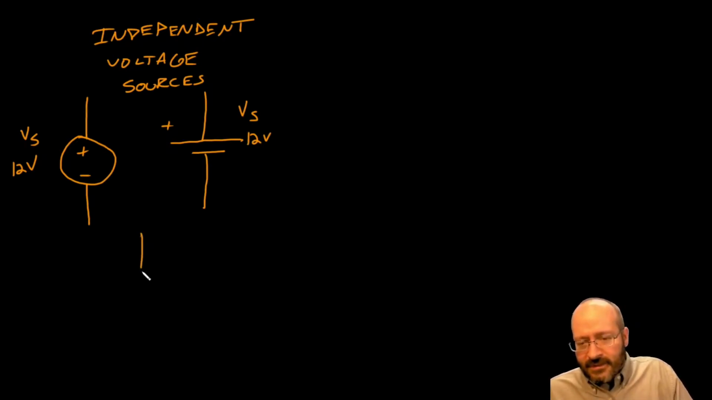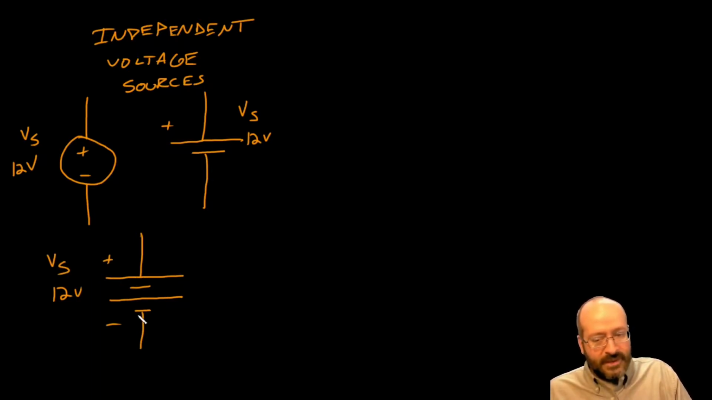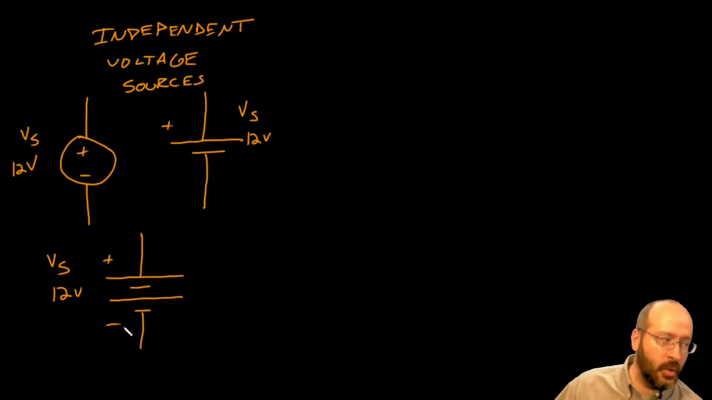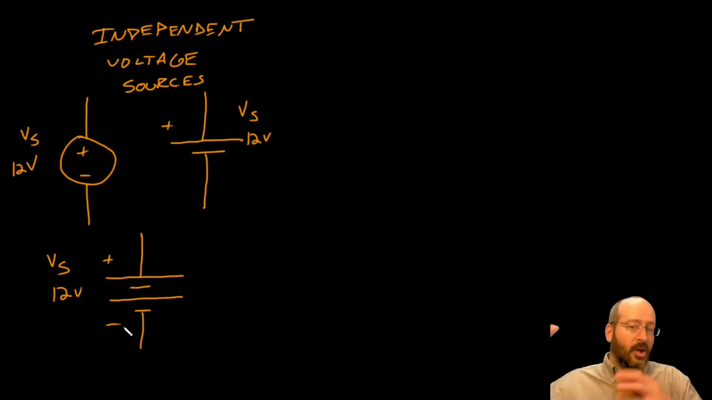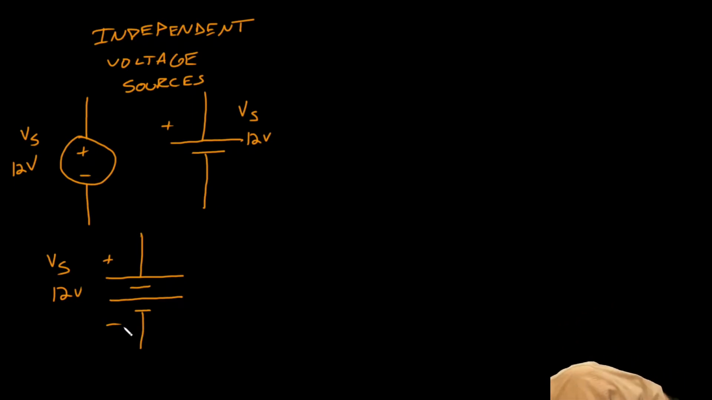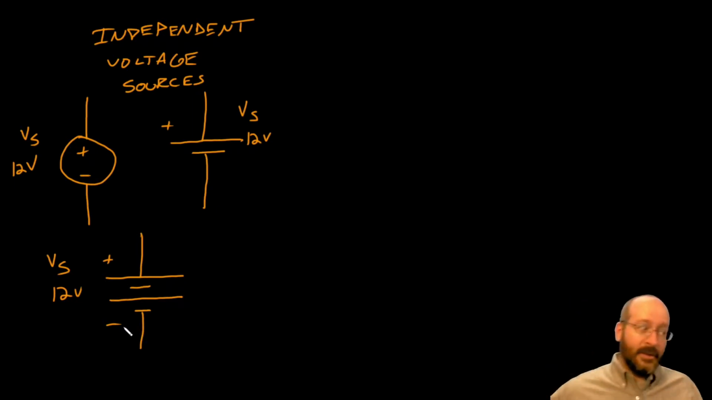You may see a battery drawn with multiple cells. You might see it drawn like that. That would also be a battery, a multi-cell battery. Again, the long bar is the positive side, and the negative bar, or the short bar, is the negative side. Those are all, maybe not all the independent sources, but certainly the common ones.